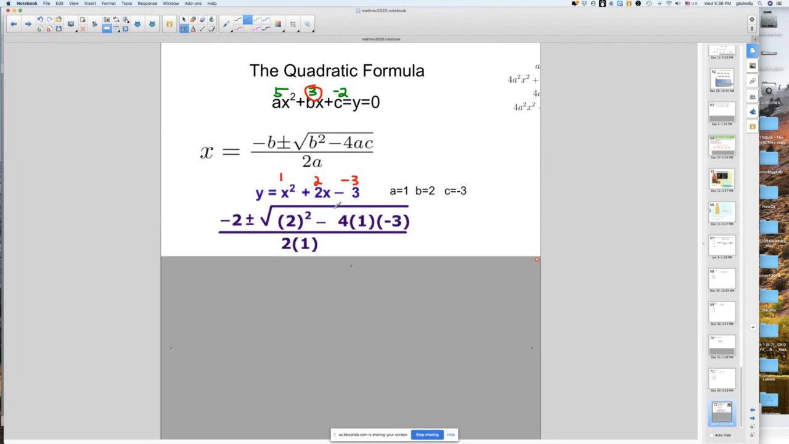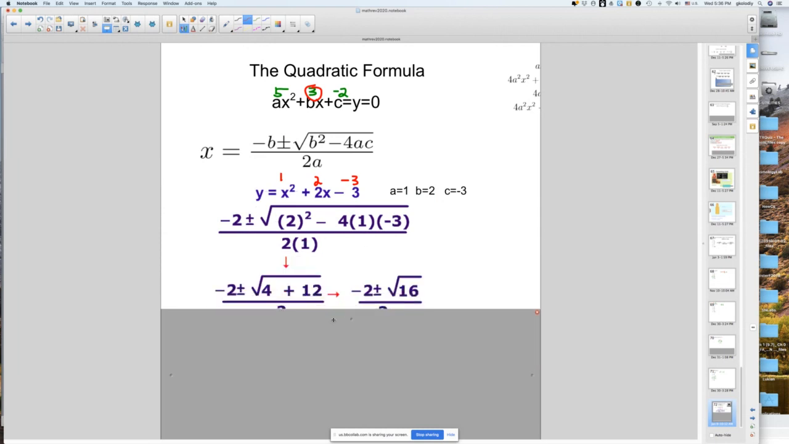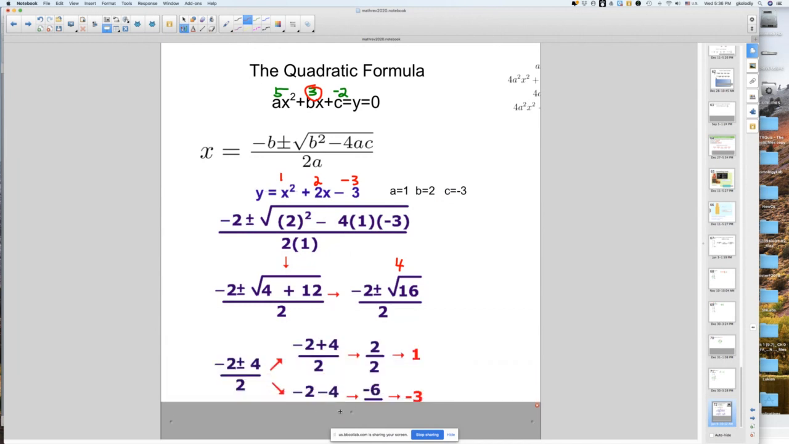b squared, that's 2 squared, minus 4ac divided by 2a. And you use a plus, you get one answer. You use a minus, you get another answer. So this here is 12 plus 12. So this is 16. Square root of 16 is 4. So it's going to be minus 2 plus 4 divided by 2, or minus 2 minus 4 divided by 2. So those quadratics always have two answers.